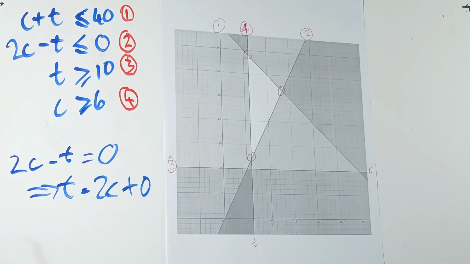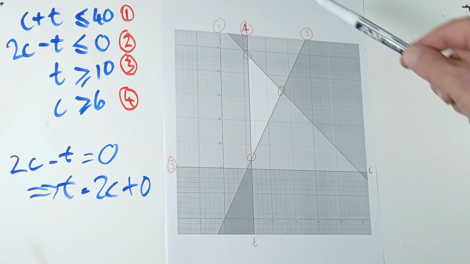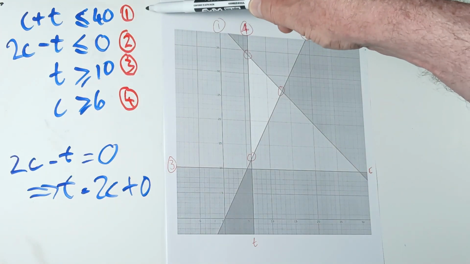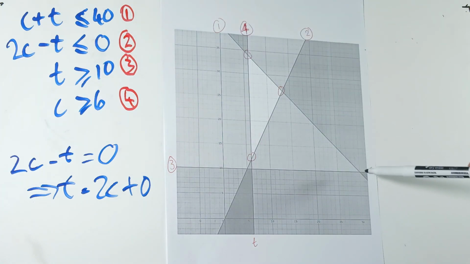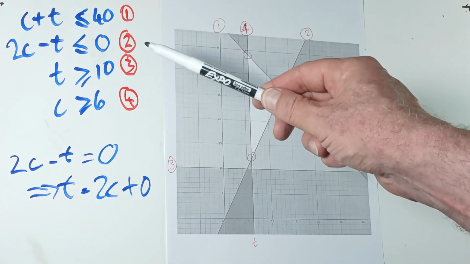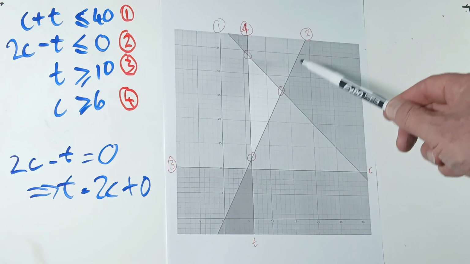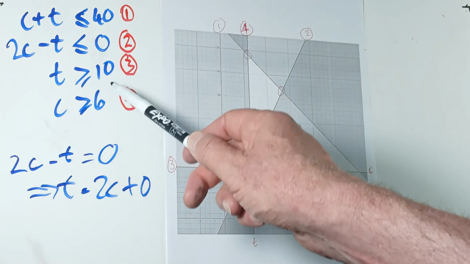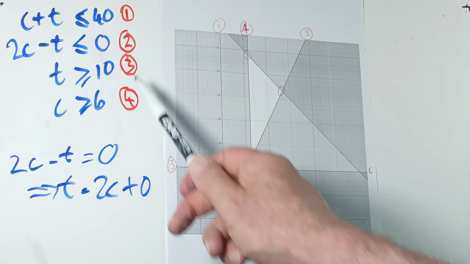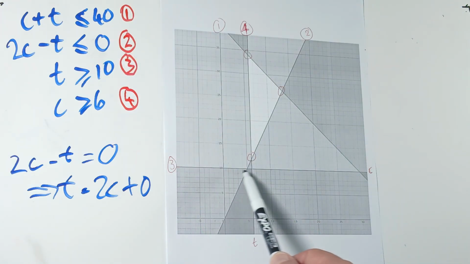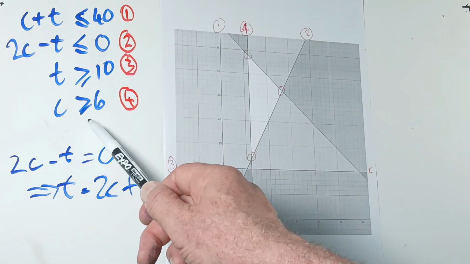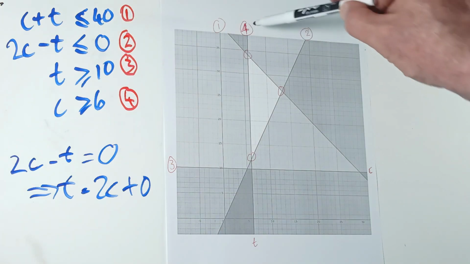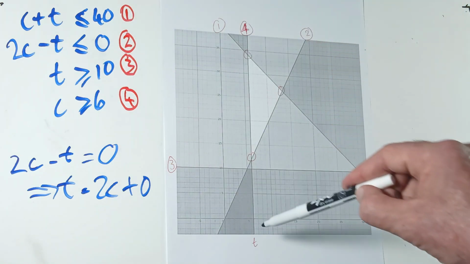So we have line 1, which is this one here, line 2, that one I just described, which goes right through the origin, line 3, which is this one here, and line 4, which is the vertical one here like this.